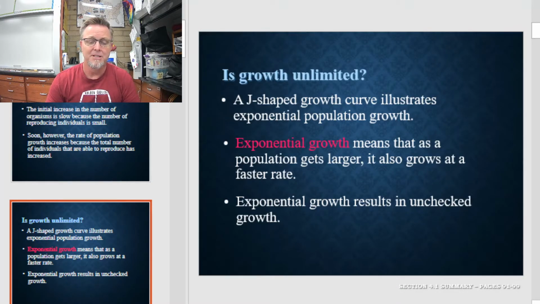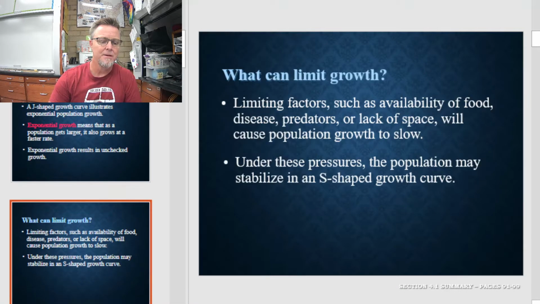Now, the graph that I showed you before with the J shape to it implies that exponential growth basically has no ceiling. That's not true. We can't have any population, humans included, continue to grow exponentially forever. When you think about what puts a ceiling on exponential growth, we need to introduce a new term, and that term is the limiting factor. Limiting factors such as the availability of food, disease, predators, lack of space, the list could go on and on and on, will flatten the top end of a J-shaped curve.